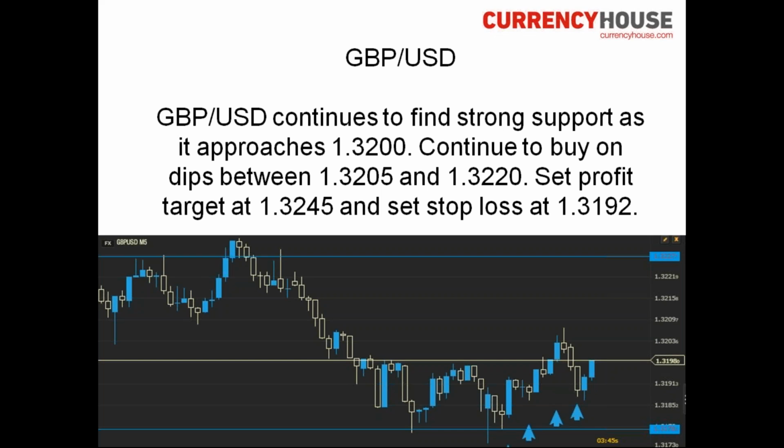Generally speaking, about 75% of the signals that we sent out, and that's a conservative estimate, end up making profit, especially if the traders are following them when we send them out.